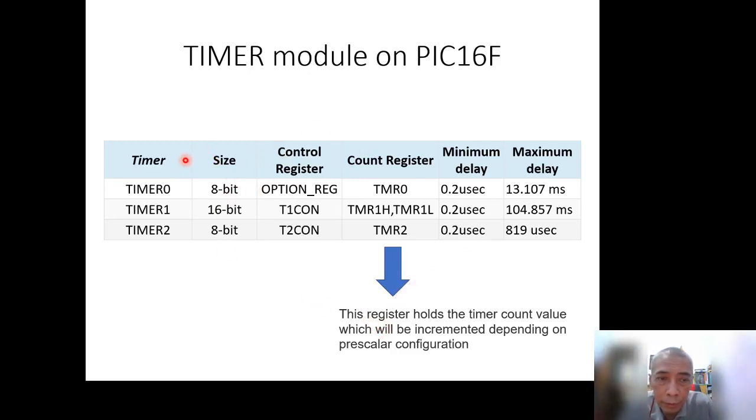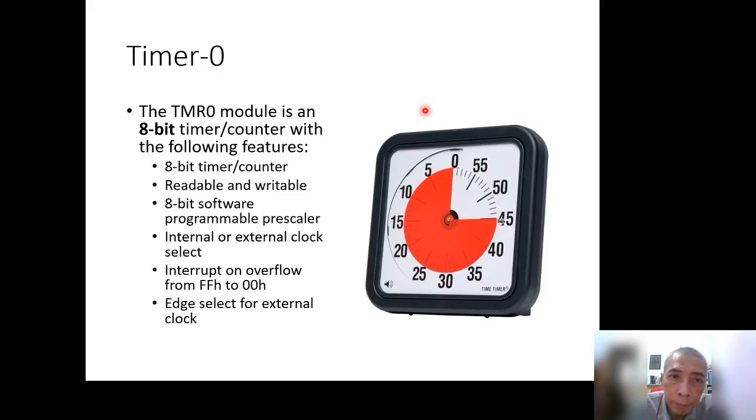The summary of the timer module on PIC16F877. So we talk about Timer 0 in this lecture. Timer 0 is an 8-bit timer/counter module, okay, not 16-bit, with the following features. These features are also the same for Timer 2 and the third timer. But if you want to use Timer 1, this is not 8-bit but 16-bit, okay? So 16-bit.